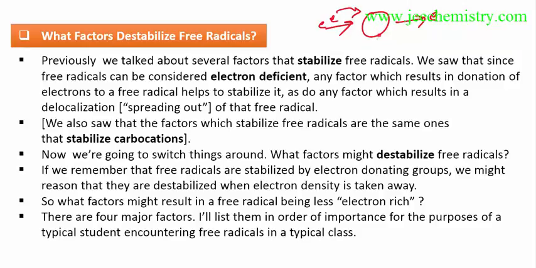the stability of free radicals. So this is the main concept about the stability of free radicals. A free radical is electron deficient, so any electron rich factor which results in the donation of electrons to the free radical helps to stabilize it. Now we're going to switch things. A free radical is stabilized by electron donating groups, factors which help the free radical be electron rich. These are the four factors we will learn about for the stability of free radicals.